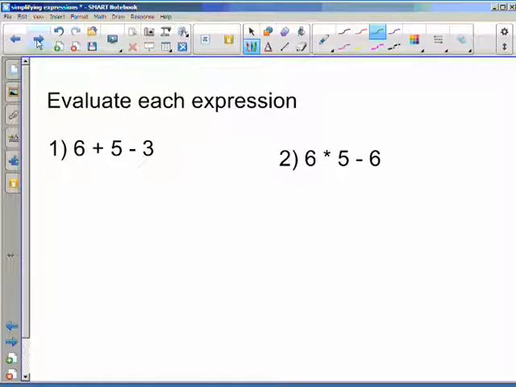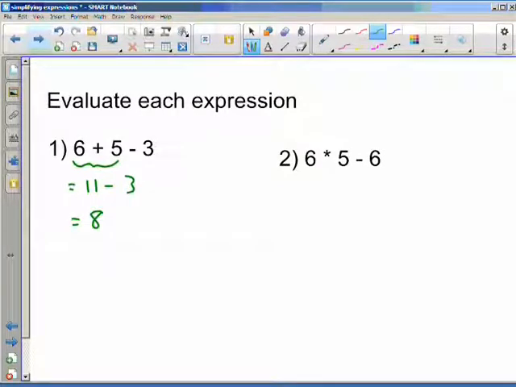For instance, if we evaluate the expression 6 plus 5 minus 3, the order of operations would look for parentheses and exponents, multiplication, division. None of that exists. We do have addition and subtraction, so we just go left to right. We get 11 minus 3, and we would say that is 8. Why don't you go ahead and do problem 2. You can hit pause and see if you get the right answer.